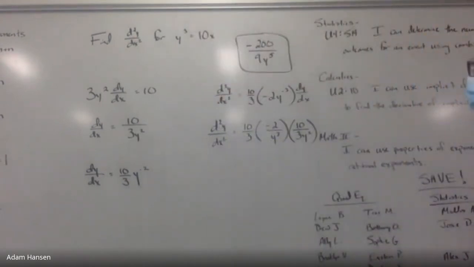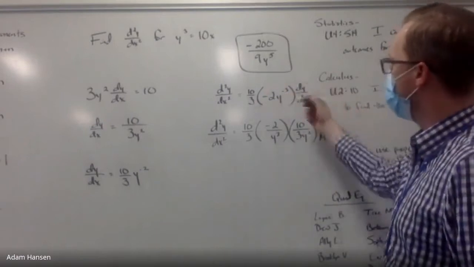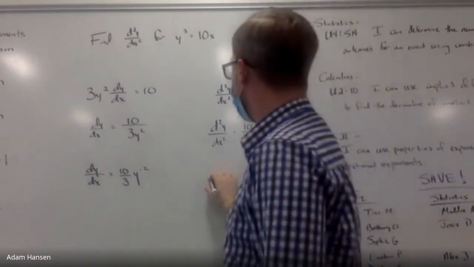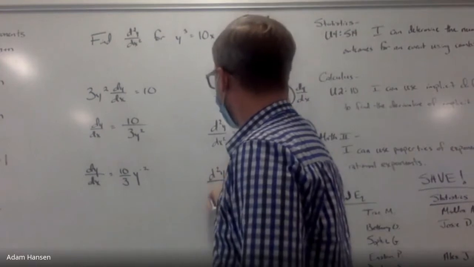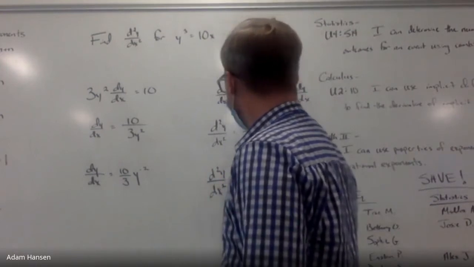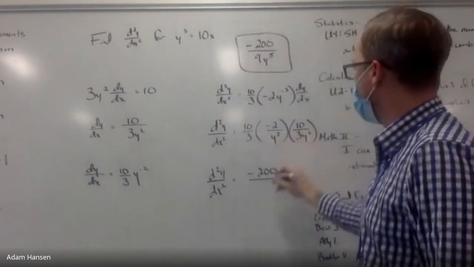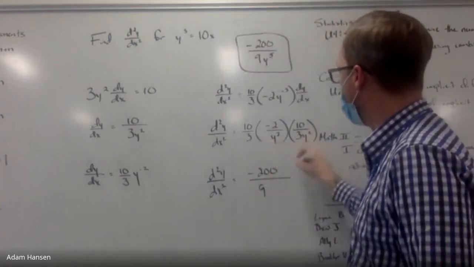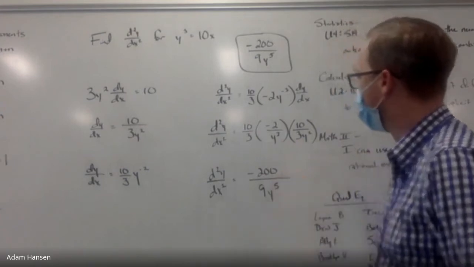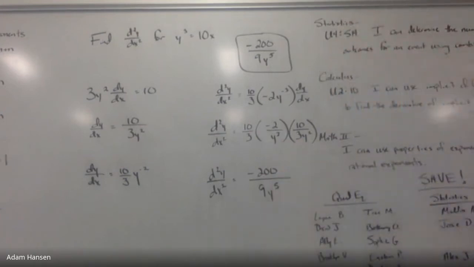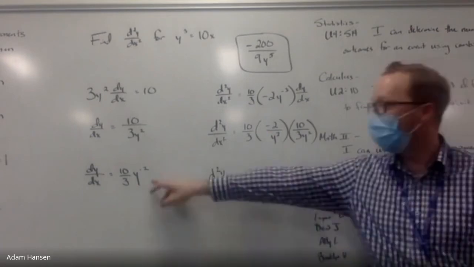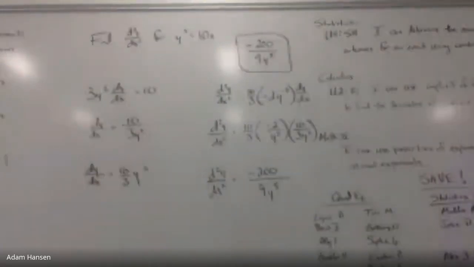So let's see what we got. 10 times 10 is 100 times negative 2 is negative 200. Three times 3 is 9. y cubed times y squared is y to the 5th. You could certainly use quotient rule, but I'd rather use power rule or write a negative exponent first. It's all the same thing.